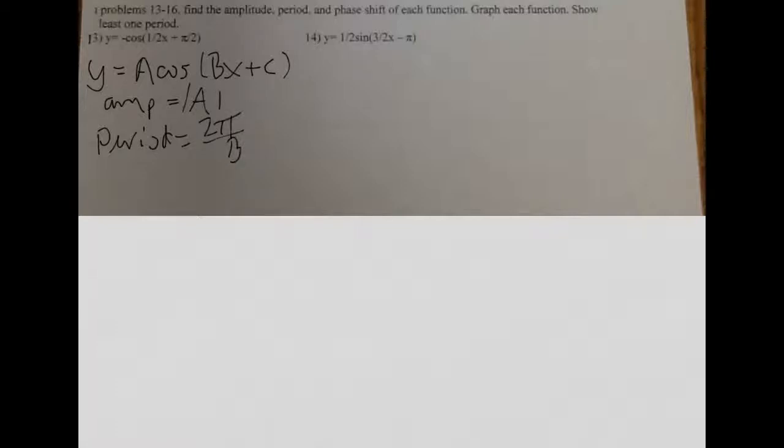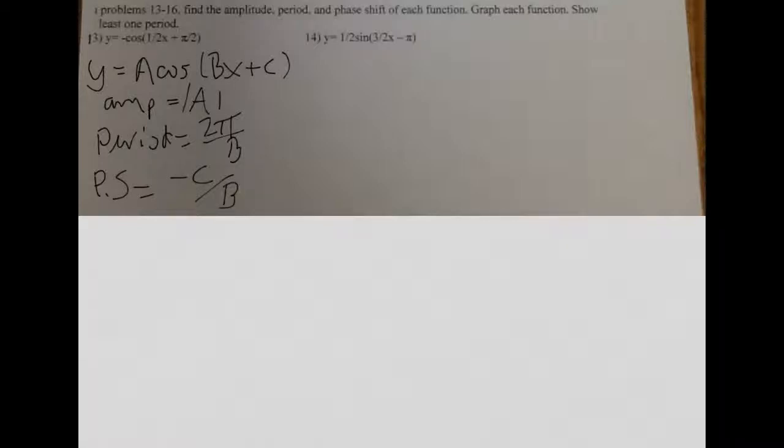Okay, I'm going to do 13 and 14. Here you need to find the amplitude, period, and phase shift before you set up your graph. So remember that it's that standard equation y equals a cosine or sine bx plus c. The amplitude is the absolute value of the a. The period is 2 pi divided by the b, or 360 divided by b. And if there's a phase shift, it's negative c over b.